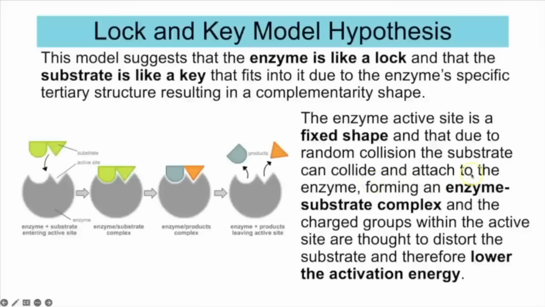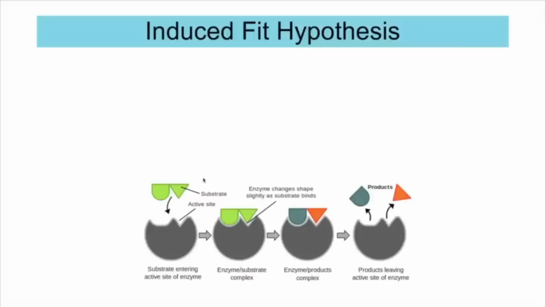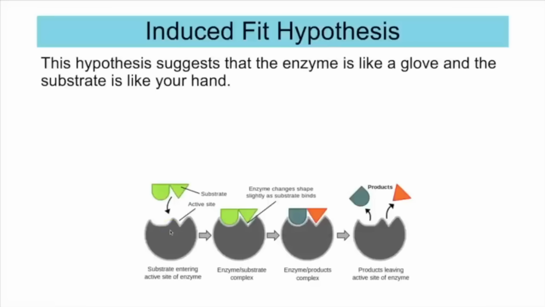And the theory here is stating that when we then get these enzyme substrate complexes, the charged groups within the active site were thought to distort the substrate, and therefore it lowered the amount of energy required to break the bonds in the substrate. Now, since we've started to learn more about the molecular structure of proteins and understanding that they are actually slightly flexible and can move, that hypothesis was updated. So the induced fit hypothesis is the current accepted model.